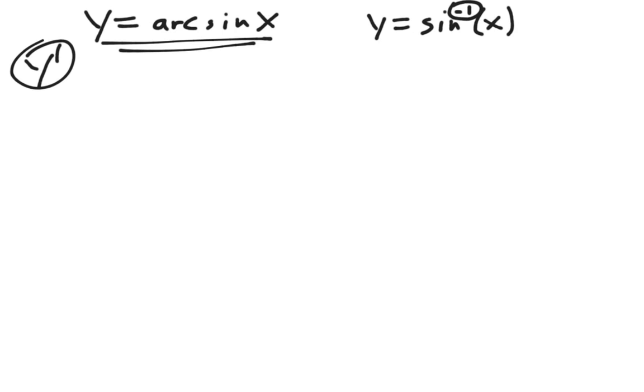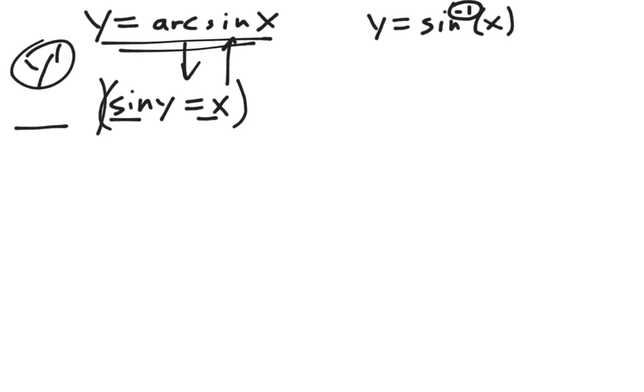We can actually do something. If y equals the arc sine of x, remember that arc sine is an inverse function. It's sort of like undoing sine. So really what this means is that the sine of y equals x. If I take the arc sine of both sides, then the arc sine and the sine will cancel, and I'll be left with arc sine of x, just like it says up here. So we're going to start with this relationship: the sine of y equals x.